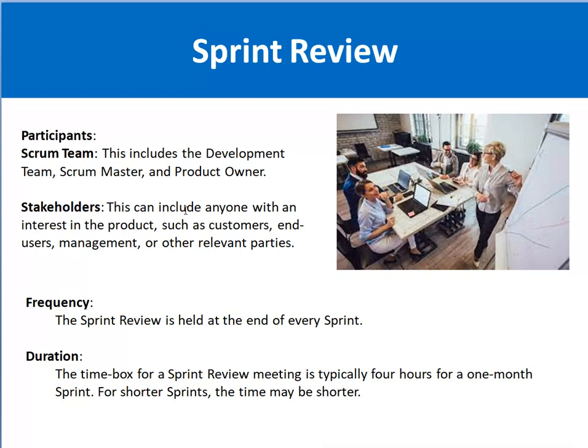Next are the stakeholders, meaning the customer, the users, management and other relevant parties, if there is any third party involvement. Any person who has an interest, especially the customer, is the most important person, having the greatest interest in the product. So these are the two types of participants required in this sprint review meeting.